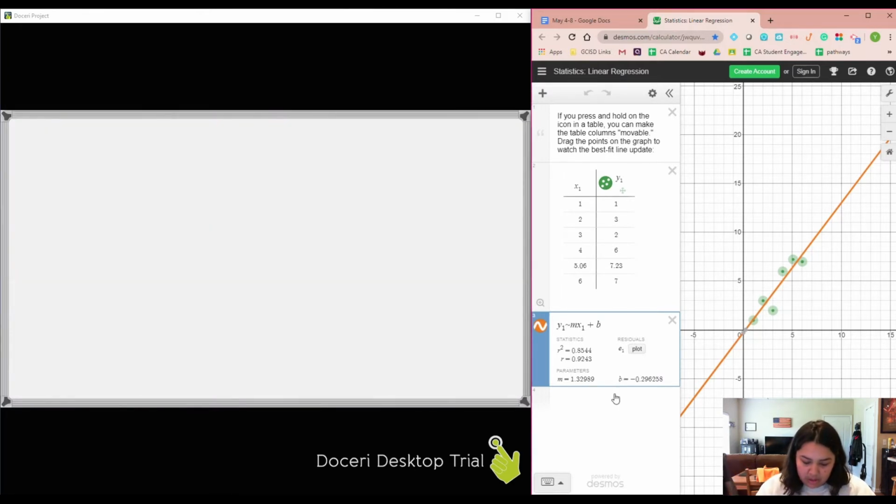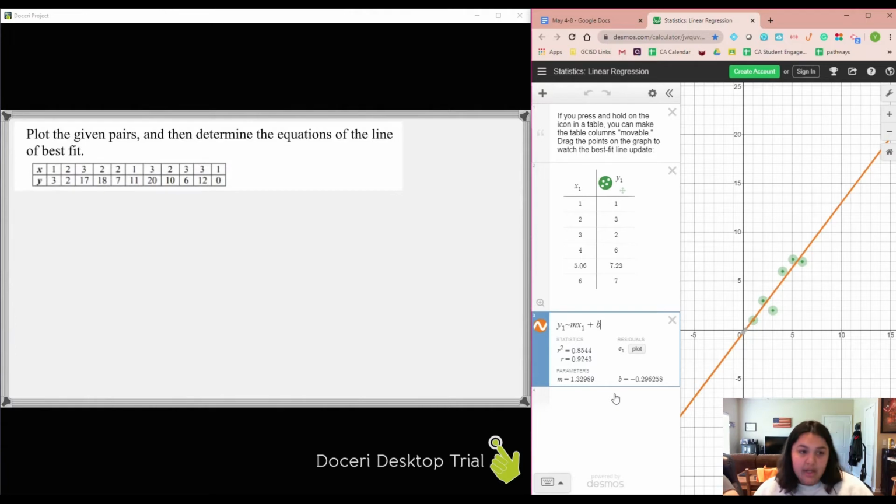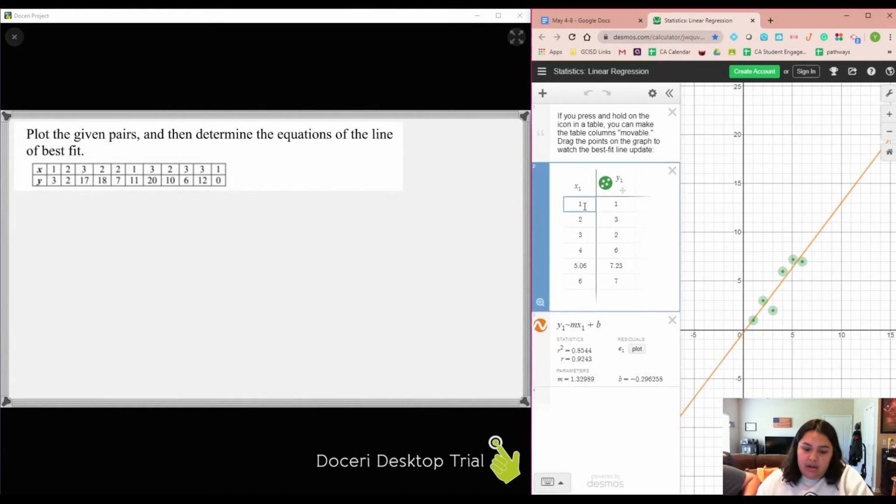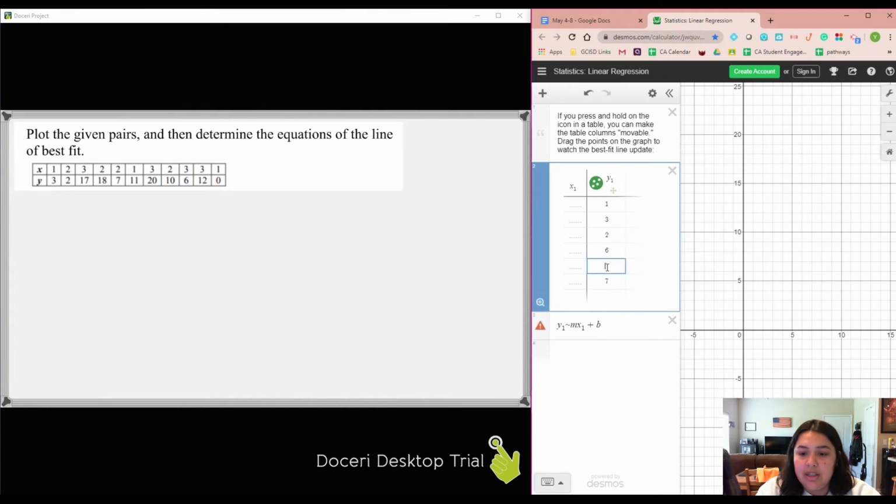So let's go ahead and do our first example. It says plot the given pairs and then determine the equation of the line of best fit. Remember, the line of best fit is the line of regression, the linear regression. Here I have these points, and in the statistics linear regression calculator, I'm going to plug in the x's and the y's. First I need to delete everything that's in there.